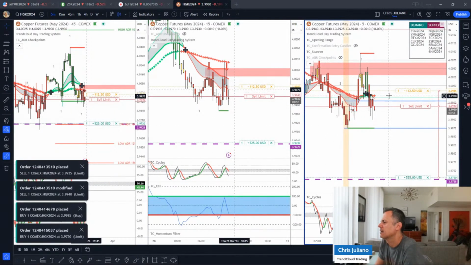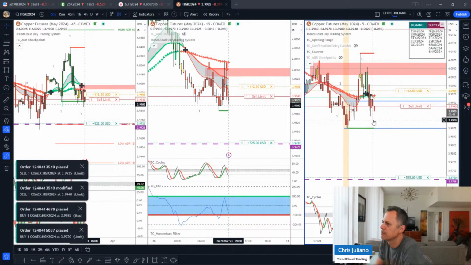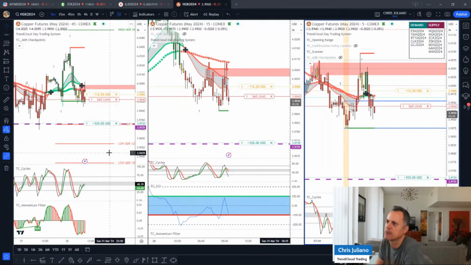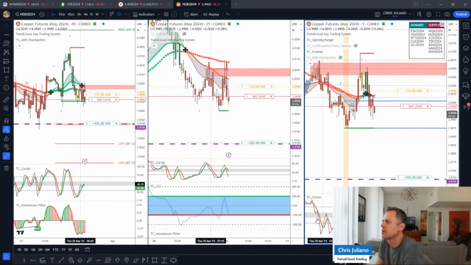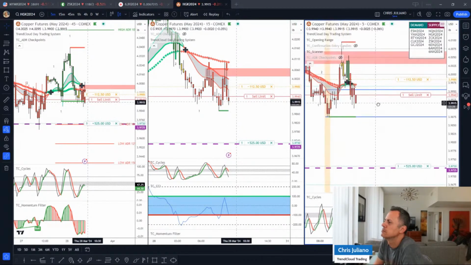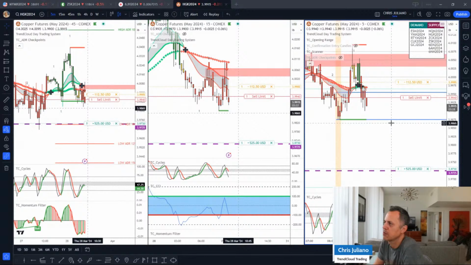Might pull back, right? Maybe it pulls back to here, but at this point we're starting that downward movement. We're starting that impulse move down. And we'd be getting into this trade early here.